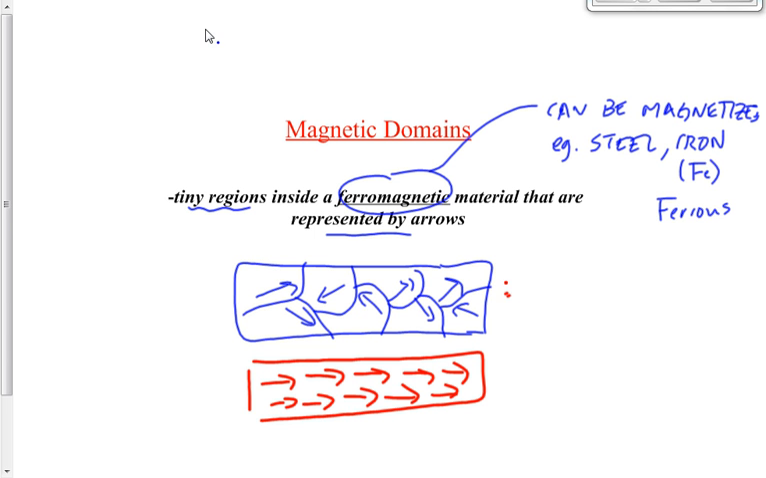That will cause the domains in this non-magnetized ferromagnetic material to start pointing in the same direction. We'll start aligning them. Then it becomes a magnet. So bring another magnet nearby, you can magnetize something.